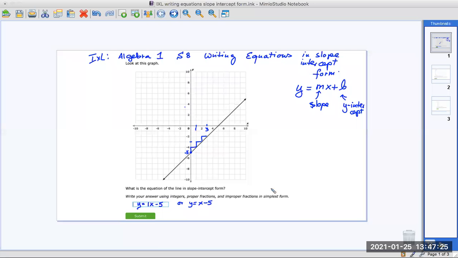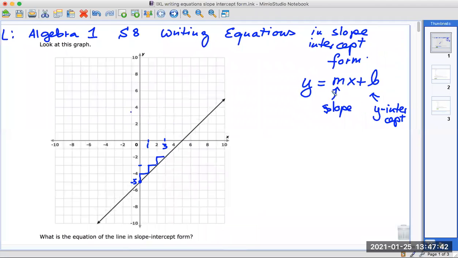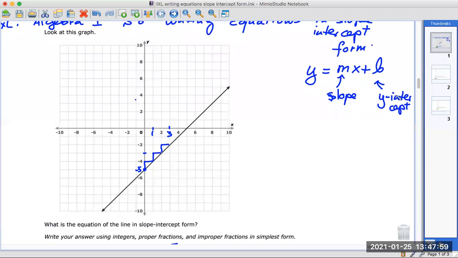Hello, Math 3 students. I wanted to show you an example on your new IXL assignment, which is Algebra 1, tab S1, S8, and it's something like writing equations in slope-intercept form. The slope-intercept form, if you remember, is y equals mx plus b. That's a linear equation. The graph is a straight line. In front of the x is your slope, and the last number, the b, is your y-intercept, and you have to plug in those numbers, and that's your answer.